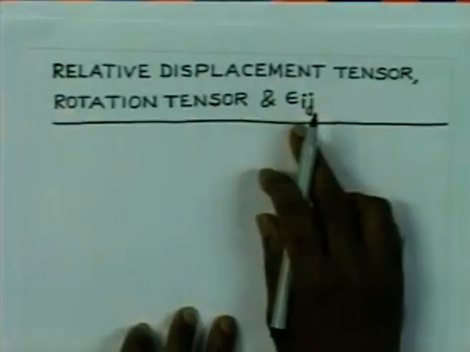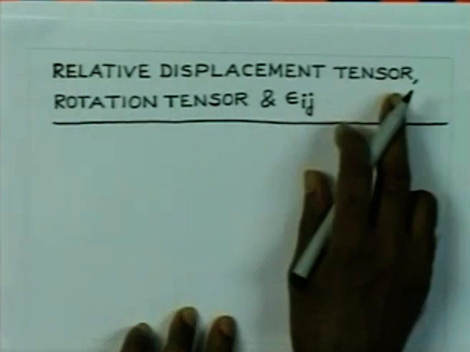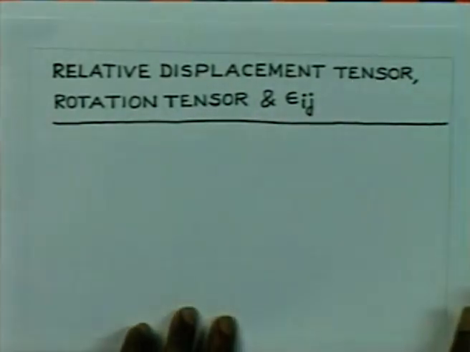We would like to consider in this lecture relative displacement tensor, rotation tensor and strain tensor. We have already seen earlier how the strain tensor is defined. We would like to look a little more into the definition and show that the strain tensor is related to the relative displacement tensor and rotation tensor.